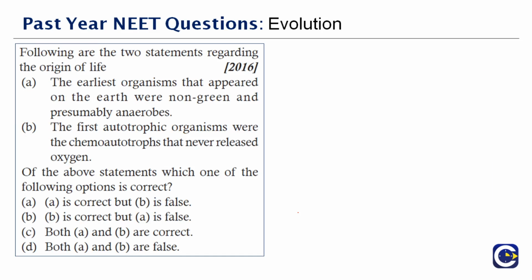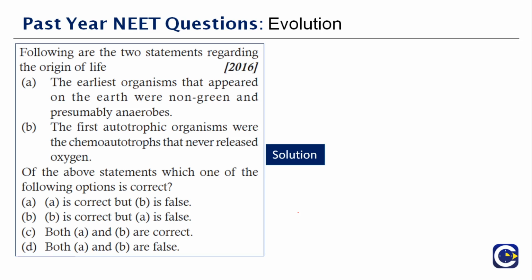Next question here. Following are the 2 statements regarding the origin of life. Same here, 2016. So let's analyze the statements. The earliest organisms that appeared on Earth were non-green and pre-assembly anaerobes. That's actually a right answer. The first autotrophic organisms were the chemoautotrophs that never released oxygen. So what do you think will be the second one? Are they right? See, both A and B are correct.